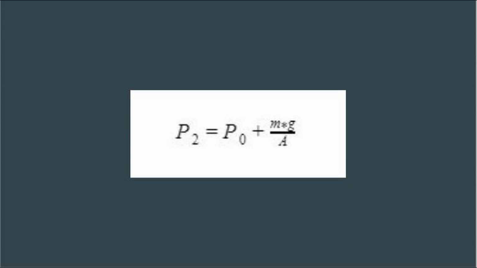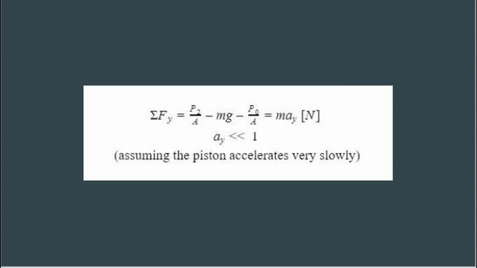In our calculations, we accounted for this pressure change by adding the atmospheric pressure and the weight divided by the area of the piston to find the new pressure at state 2. To establish a relationship for finding P2, we used Newton's second law to find an expression for the sum of forces in the y direction and then made the assumption that the piston accelerated very slowly. This assumption allowed us to set the sum of forces equal to 0.